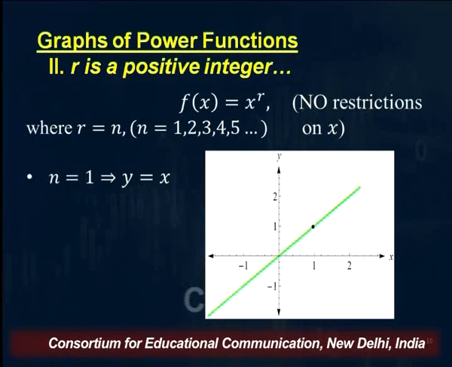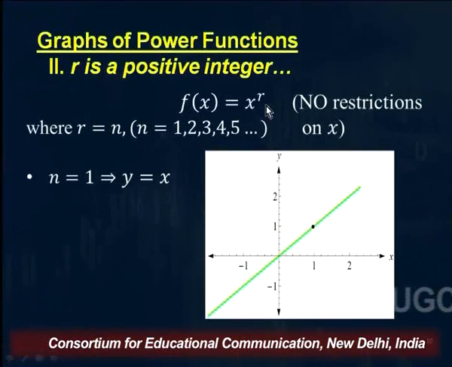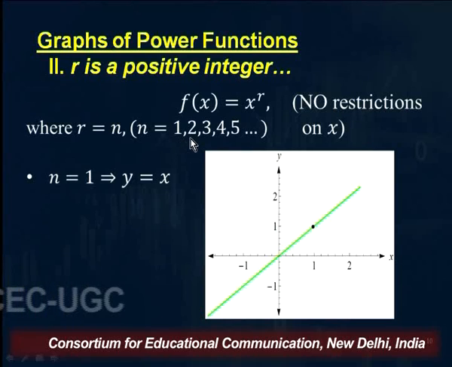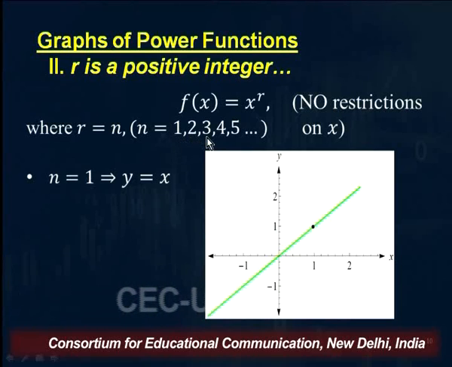Okay, moving on, let's build up the second case now. Let us now take r to be any positive integer, right? So in the first part of the discussion that we had, we allowed r to be any real number, and now we take r to be a positive integer in the expression x to the power r. So r is equal to n, where n is any positive integer 1, 2, 3, 4, 5 and so on.